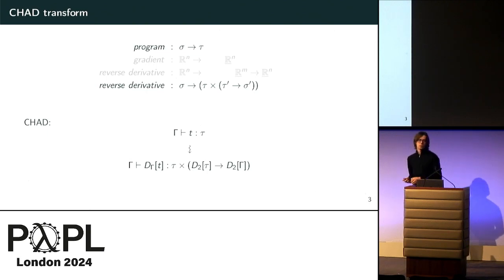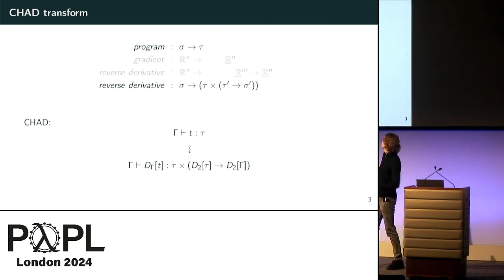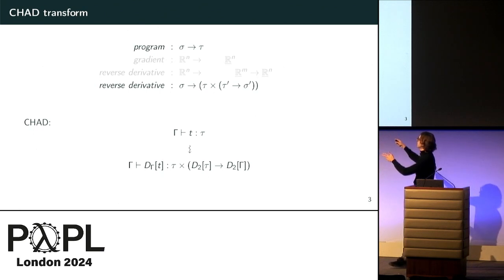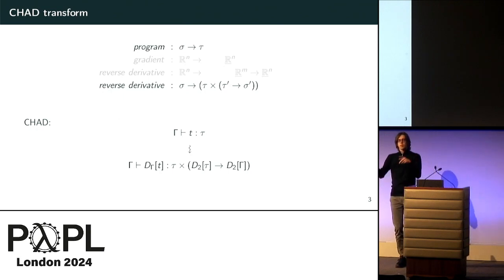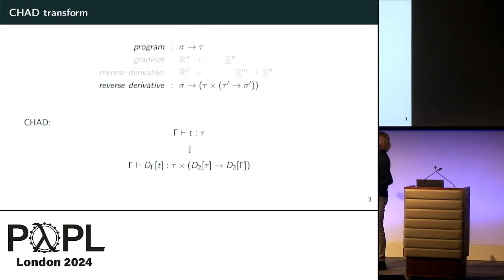And now we basically have arrived at the type of Chad. So the only thing we need to do is generalize this sigma to the context gamma. And then we have Chad, which takes in a term in the context gamma and of type tau. And then the code transformation returns a new term in the same context, which produces a pair, which is the original function value and this backpropagator. And this D2 type transformation is a mapping from types to types, which produces sort of the type of derivatives of this type.